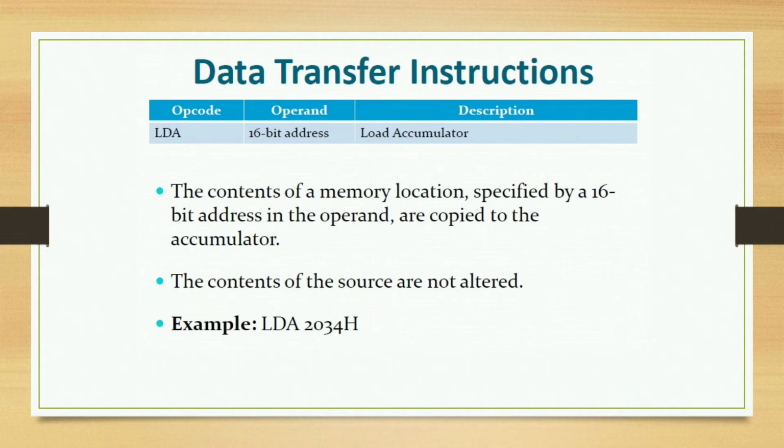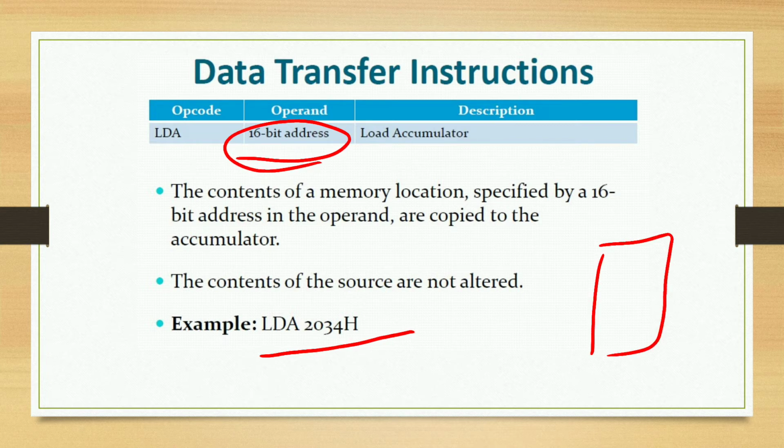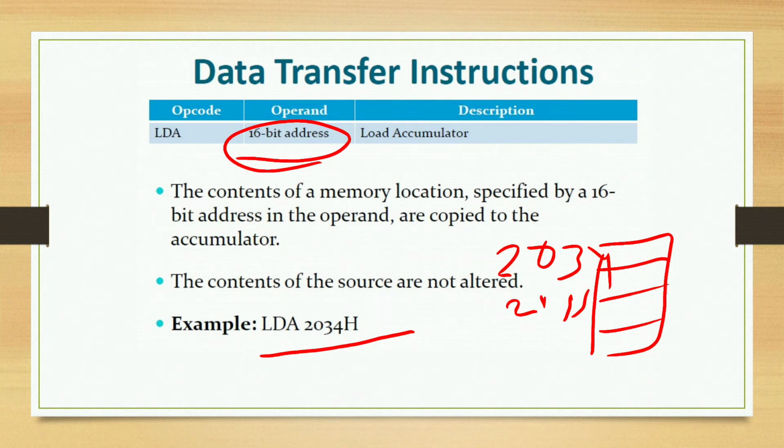Now LDA 16-bit address. LDA means load accumulator directly. The address is always 16-bit in the 8085 microprocessor. Consider an example, LDA 2034H. Here is the memory whose addresses are starting from, suppose, 2034, 2035, 2036, and there is an accumulator.